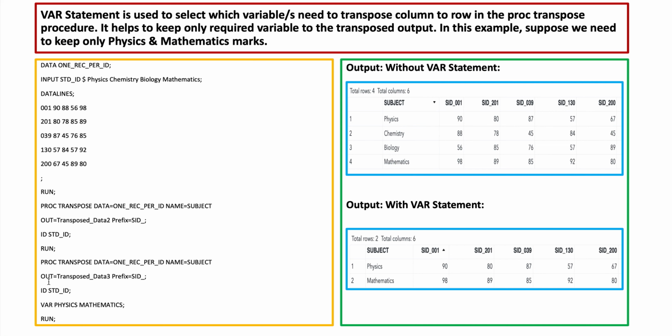When we run the last set of code, it will generate a result as shown on the right side, the second table. It has 2 rows and 6 columns, where the rows are the subjects physics and mathematics. But when we run the second last set of code, it will generate the result as shown in the first table. It has 4 rows and 6 columns. 4 rows means it has transposed all columns to rows.